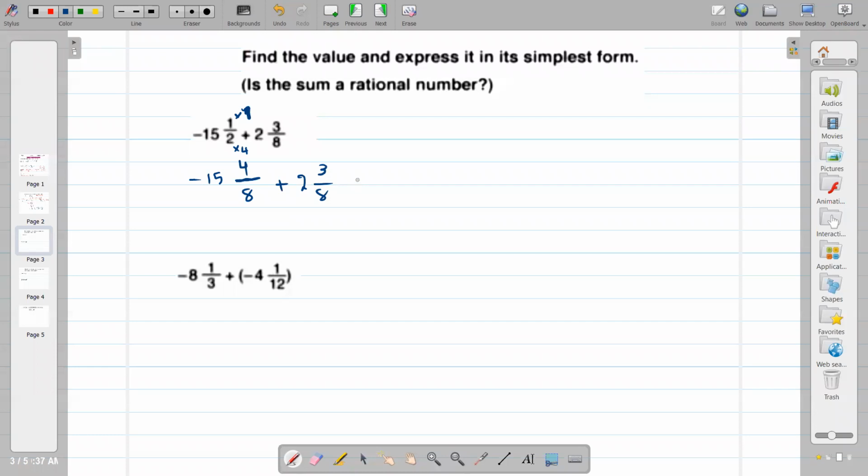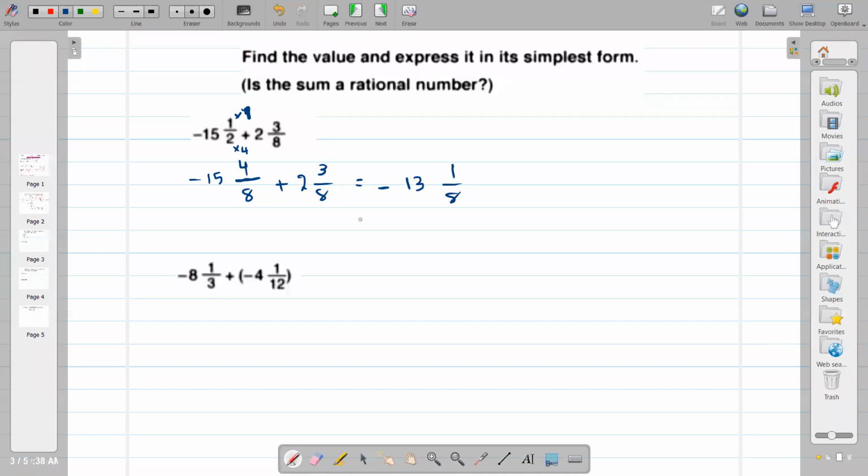Okay? Now we can subtract. You can subtract the fractions. Okay, no problem. You can subtract the fractions themselves. 4 over 8 plus 3 over 8 is negative 1 over 8. Okay? And negative 15 plus 2 is negative 13. So the result will be negative 13 and 1 over 8.